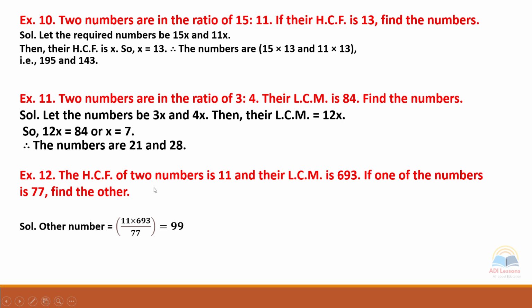The HCF of two numbers is 11 and their LCM is 693. If one of the numbers is 77, find the other. So we know the other number, or second number, is equal to the product of HCF and LCM of two numbers by the first number. That equal to 11 into 693 by 77 is equal to 99.